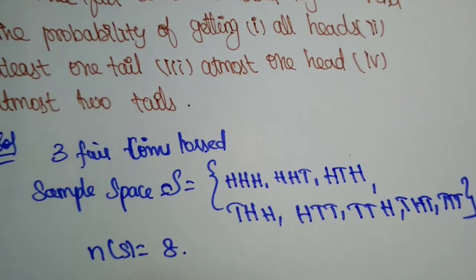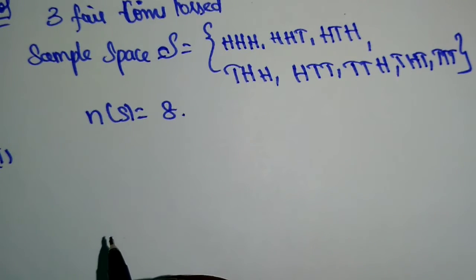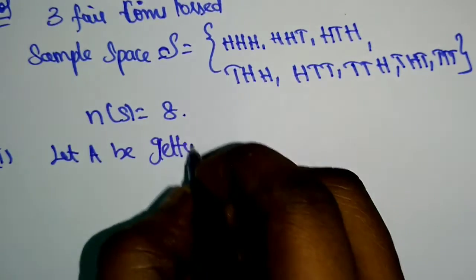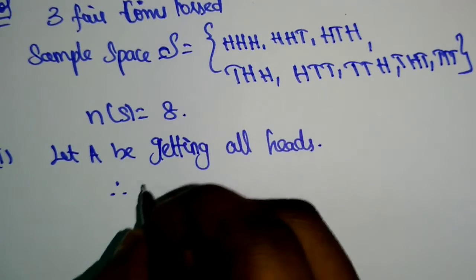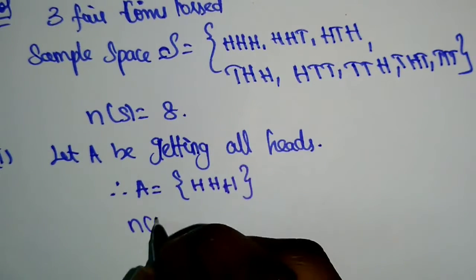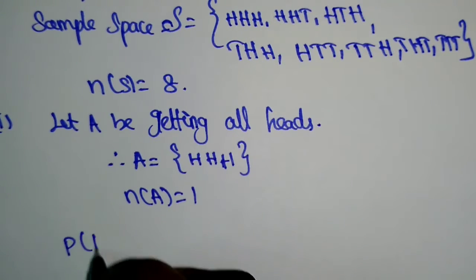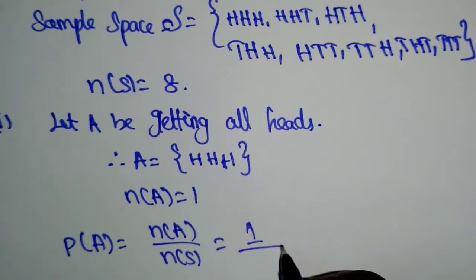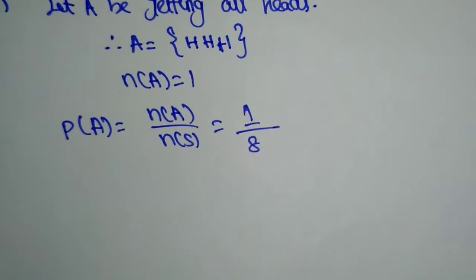First question we have to find. Let A be the event of getting all heads. Therefore A is equal to the set {HHH}. So here n(A) is equal to 1. Now we have to find P(A). So P(A) is equal to n(A) divided by n(S). n(A) is 1 and n(S) is 8. So P(A) is equal to 1 by 8.